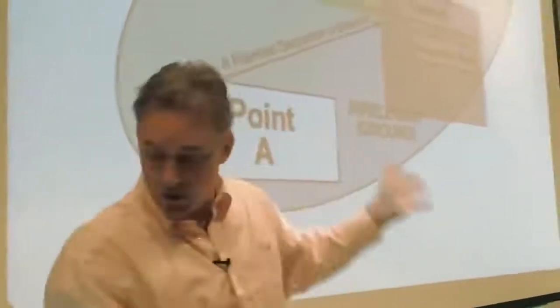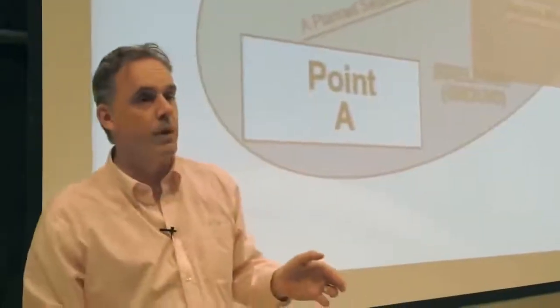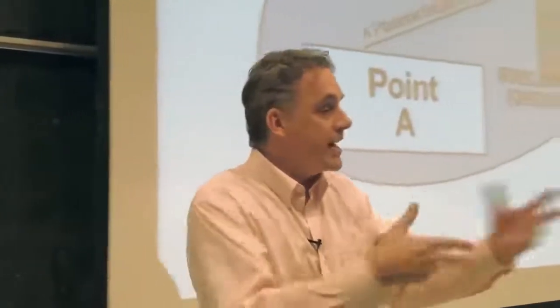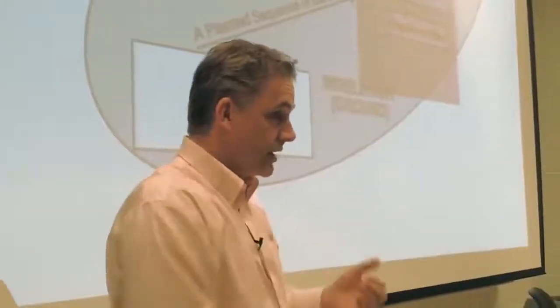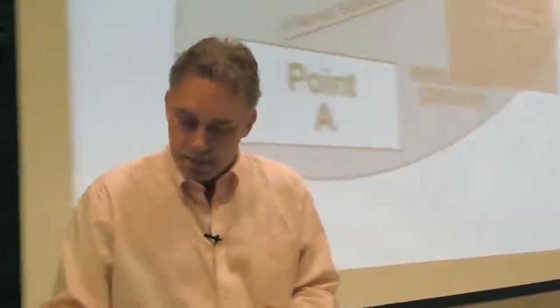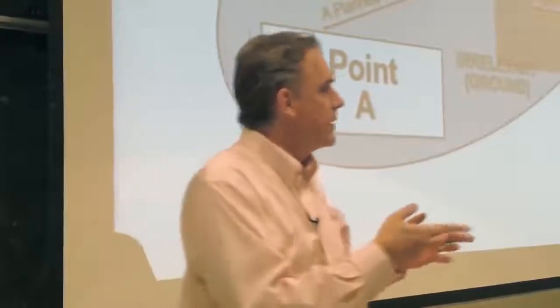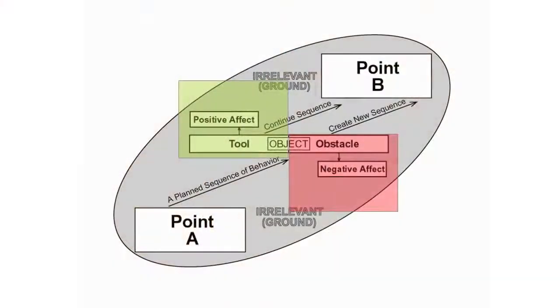Okay, so you're going from point A to point B. What might happen? Well, things might happen that appear to demonstrate that you're on the right track. So that makes you happy. That's the yellow box, positive emotion. You know, your pathway is being facilitated, so that's why tools are sort of in that category.